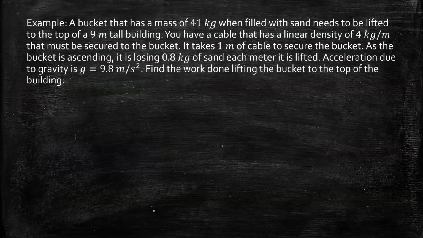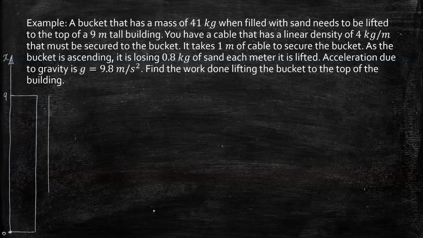To set the stage, we're going to introduce the coordinate axis that goes from the bottom of the building to the top. That would be the positive direction. And this is going to be 0, and the top of the building is at 9. And now we're going to consider this cable with some weight attached at the bottom. And let's also notice that there's an extra meter of cable at the bottom to attach the bucket.